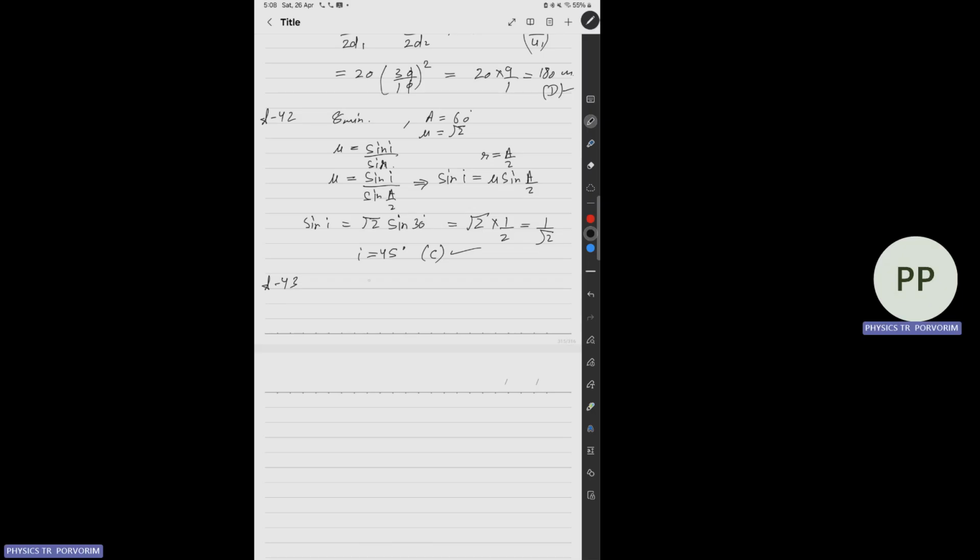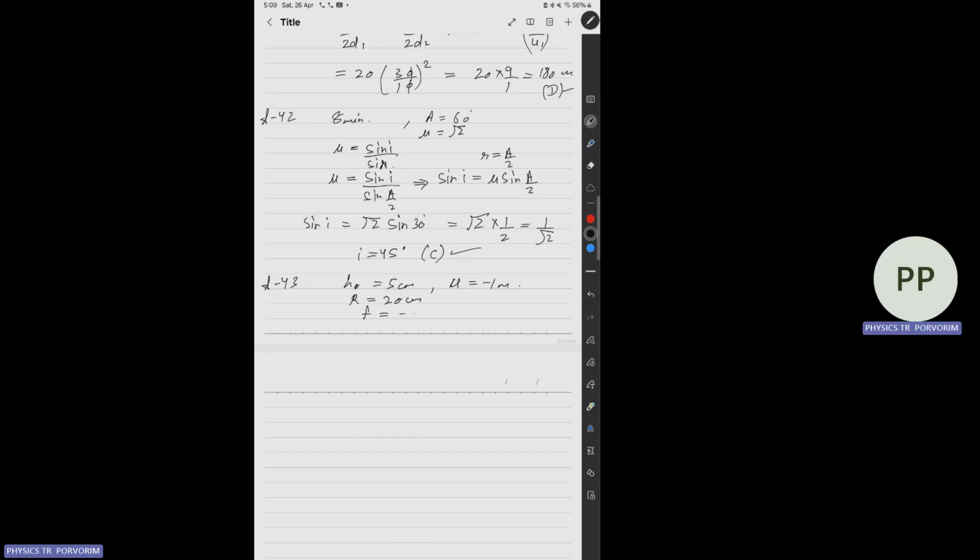An object of 5 centimeter height. So h object is 5 centimeter, placed at a distance of 1 meter. So u is 1 meter from the concave spherical mirror. So it will be minus 1 meter, which has the radius of curvature. So R is 20.